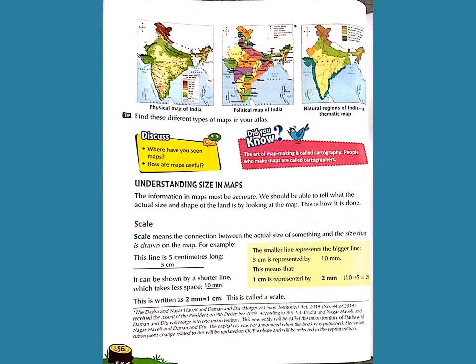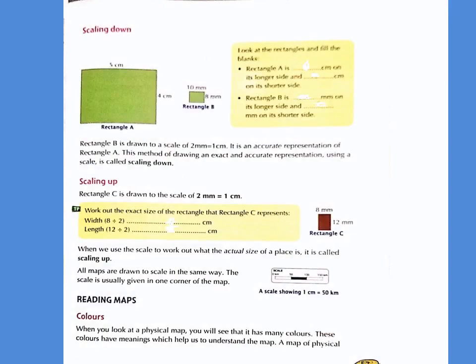Now there are two particular terms for the uses of this scale. And these particular terms are scaling down and scaling up. All of you move to page number 57. The first one is scaling down. Just see the rectangle A. What is the longer side? 5 centimeters. So there is a box given beside the yellow box. You will have to look at the rectangle A and write down: rectangle A is 5 centimeter on its longer side, and on its shorter side, it is 4 centimeter.